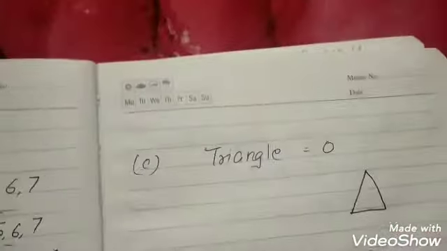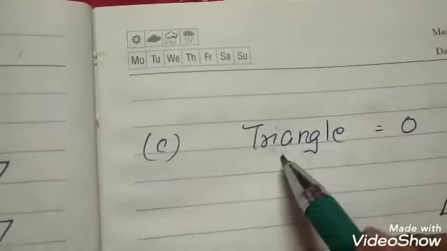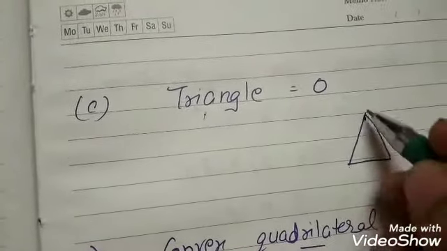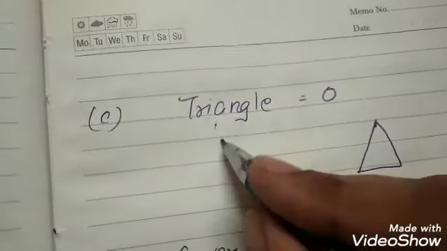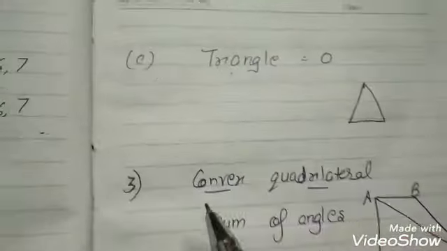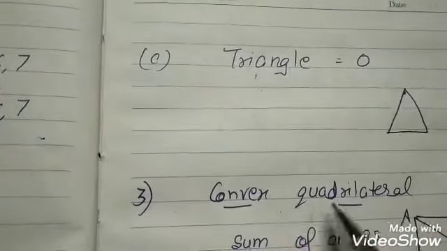Then they are asking how many diagonals there are in a triangle. In a triangle, you can see I cannot join two vertices. Opposite vertices are not there. So no diagonal. In a triangle we cannot make any diagonal. Right? In question number 3, they are asking about a convex quadrilateral.